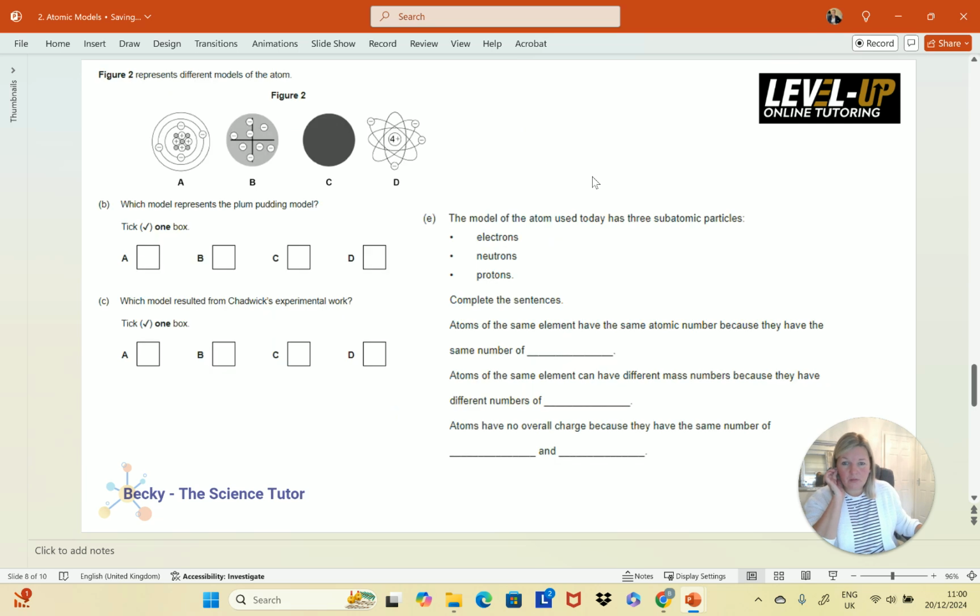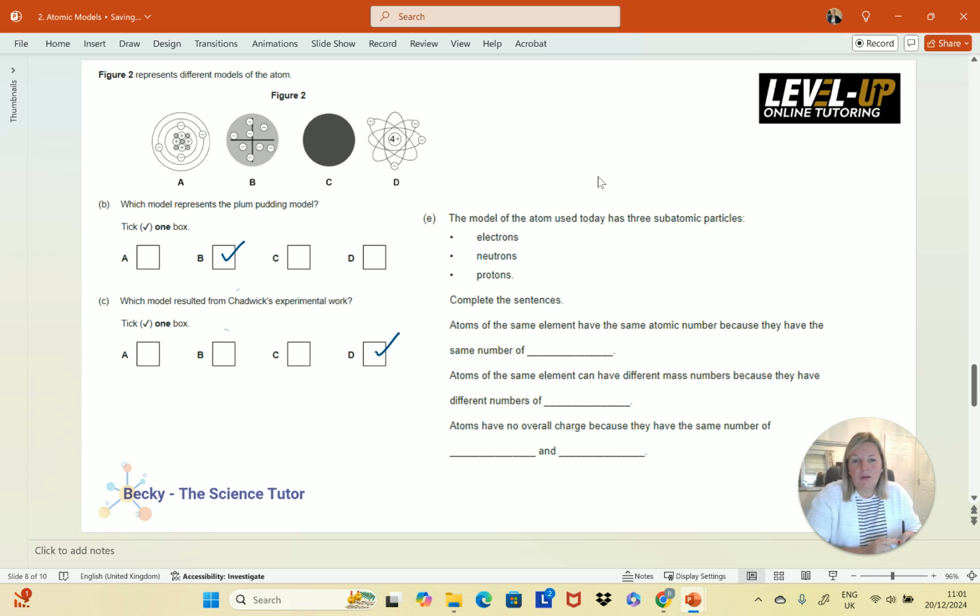Okay, so here are the little diagrams. So these are your diagrams of your different models. So the model that represents the plum pudding model is B. So we've got that overall positive charge, those negative electrons dotted within it. Which model resulted from Chadwick's experimental work? That was, lost my pen, that was D.